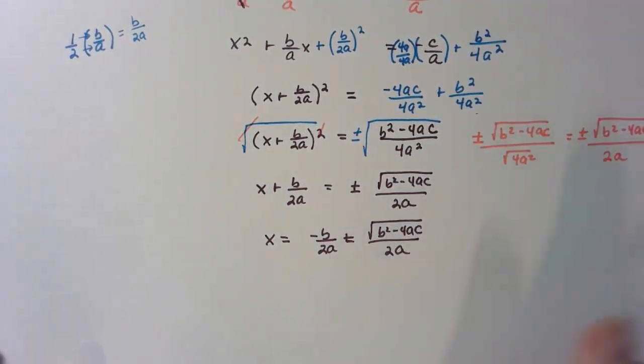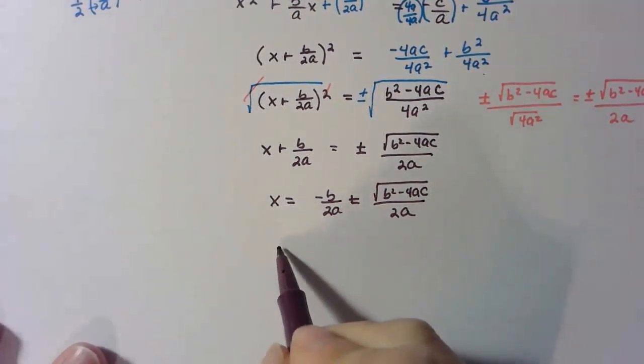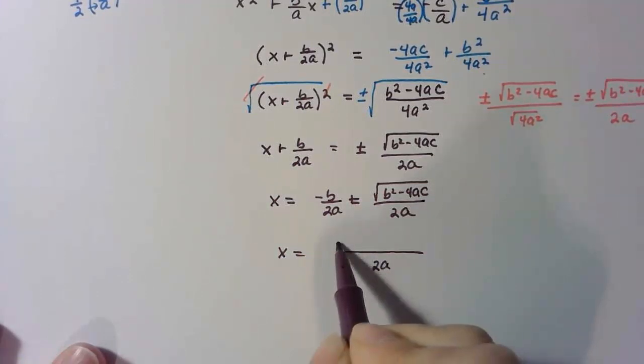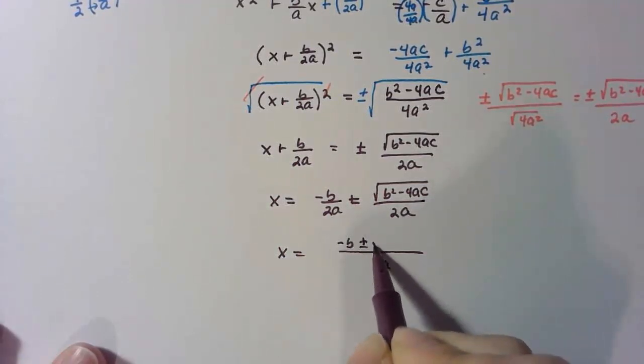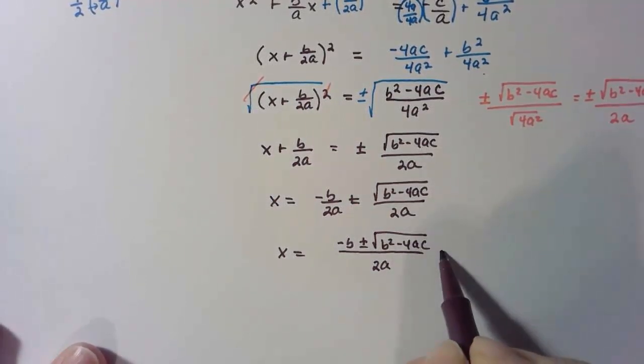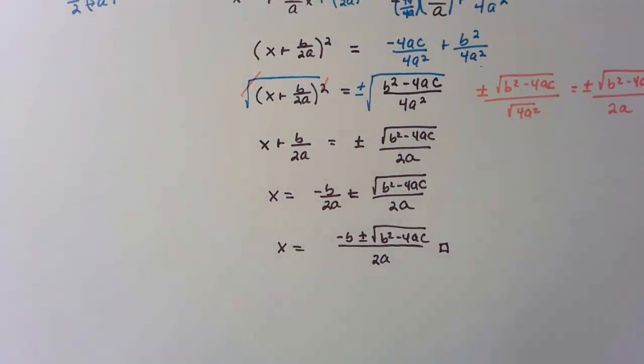And I've got like denominators here, which is nice. And so I can write this over the common denominator. So I've got 2a here. It's negative b plus or minus the square root of b squared minus 4ac. And that, my friends, is the quadratic formula. Now we need to figure out how do we use it.